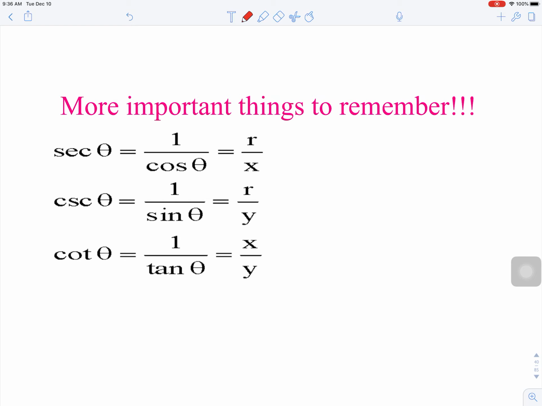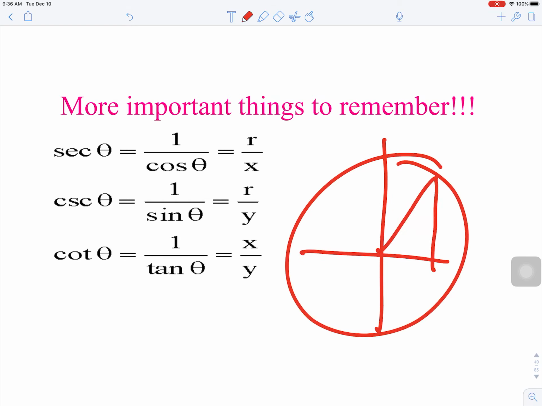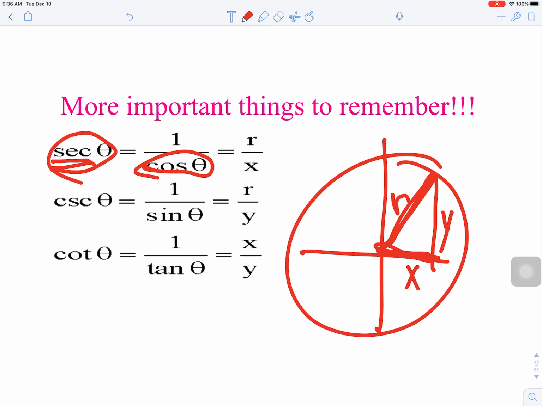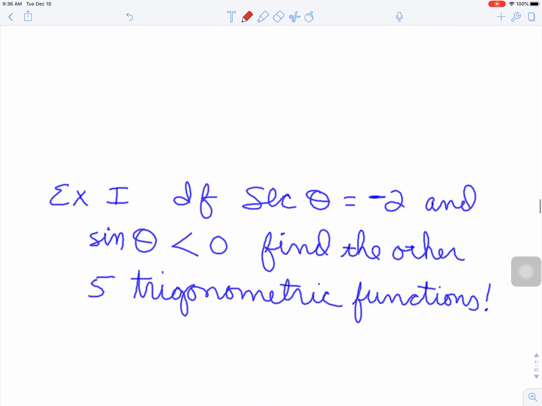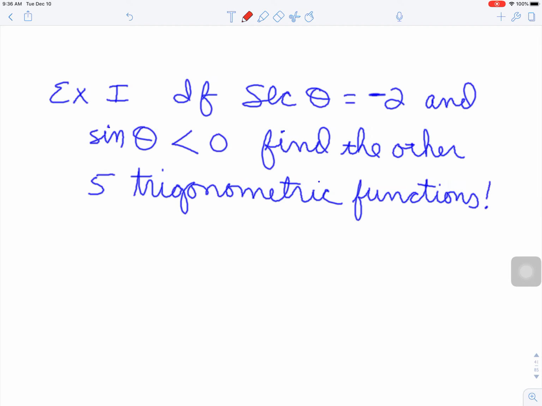When you look at that graph I had, and I'm looking at a y value and an x value, and this is r, the cosine would be x over r, so the secant, which is the reciprocal of the cosine, would be r over x, just the reciprocal. So let's play around with this a little bit.